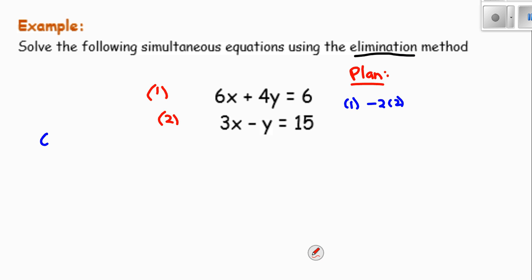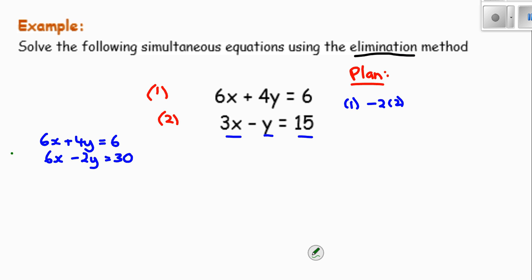We've got 6x plus 4y equals 6, that's equation 1. Now 2 times equation 2 would make 3x times 2 is 6x. You've got to multiply all 3 things by 2. So minus y would become minus 2y, and 2 times 15 would become 30. A common mistake is some people forget to multiply all 3 things by 2. They would maybe just multiply 2 things or 1 thing by 2.